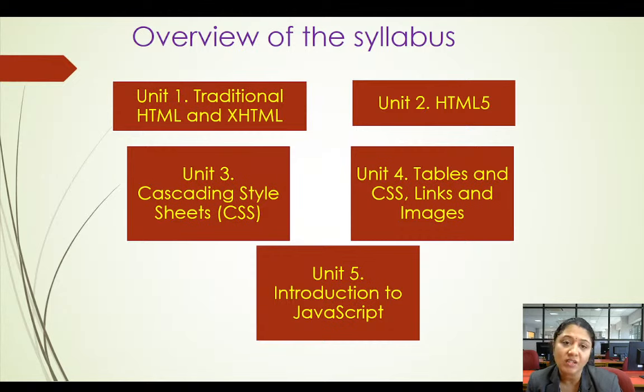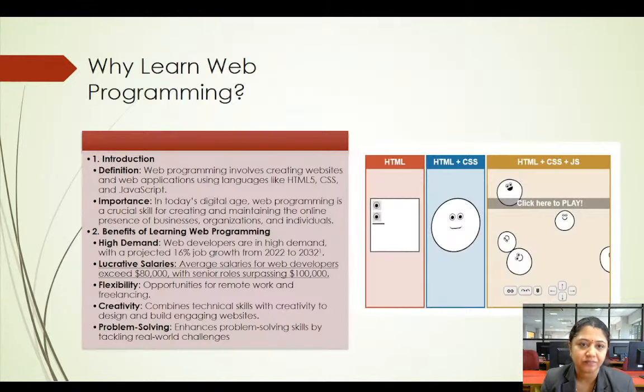Okay, it works on the functioning of your web page. Whenever you log into any website, it will ask you for a sign in page. So when you submit, there is an action taking place, right? That is done by JavaScript. Okay, so that you will be seeing in the 5th unit.